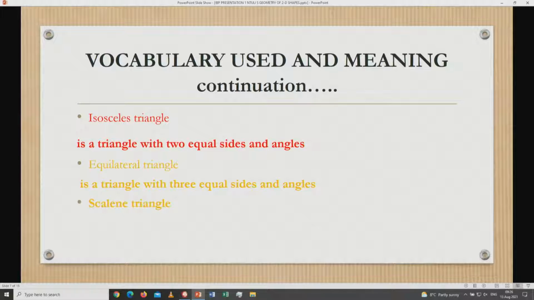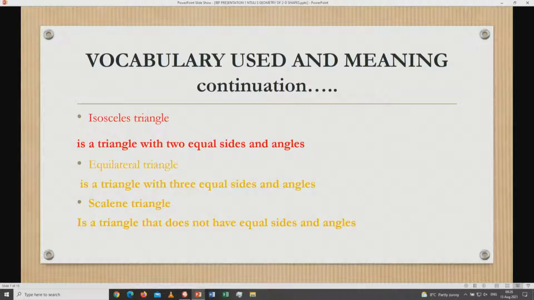And then we have what we call a scalene triangle. What is a scalene triangle? A scalene triangle is a triangle that does not have equal sides and angles. No sides are equal in a scalene. Remember, a triangle we spoke about is a polygon that has three sides. So if it is called a scalene triangle, it means that no sides are equal.